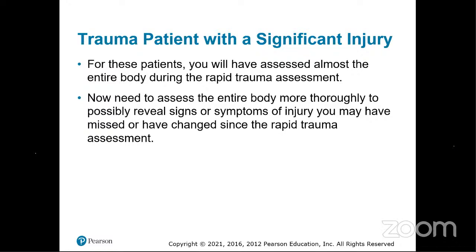For these patients, we've hit the entire body during the rapid trauma assessment. Now you need to assess the entire body more thoroughly for possible signs and injuries that you may have missed. So we're going to slow down, right? We wanted the rapid trauma assessment done in under 2 minutes. This one, you're going to take 15 or 20 minutes. Look through the rest of it, see if there's anything we've missed or changed, like that last sentence, changed since the last time we did it.